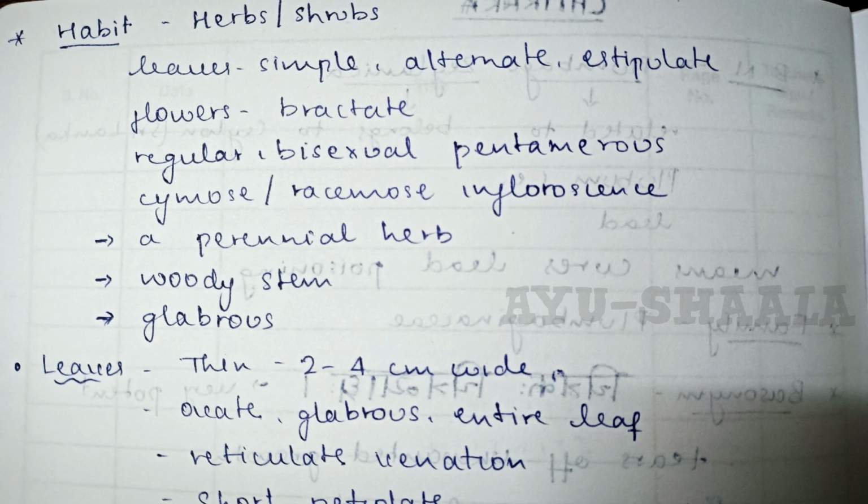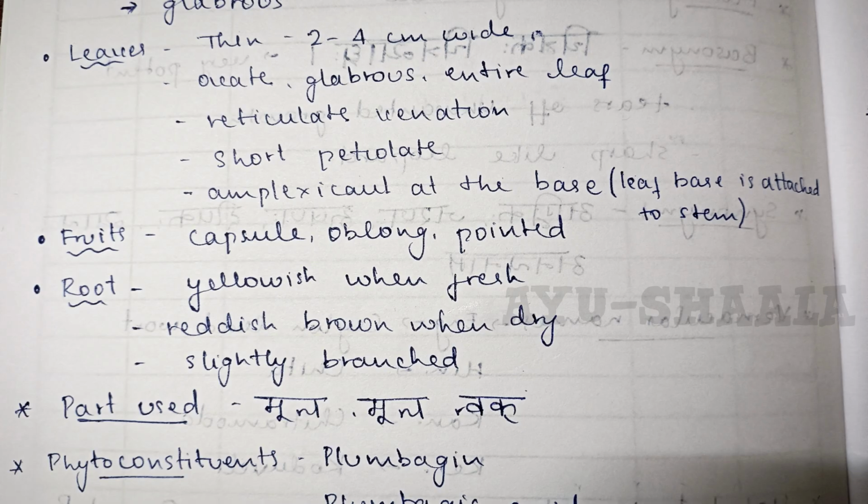Then we'll come to its leaves. It is thin and wide, ovate, glabrous and entire leaf. It has reticulate venation, and it has a short petiole. Now we will talk about its fruits. Fruits are capsule, oblong and pointed. Only three points to remember in fruits: capsule, oblong and pointed.